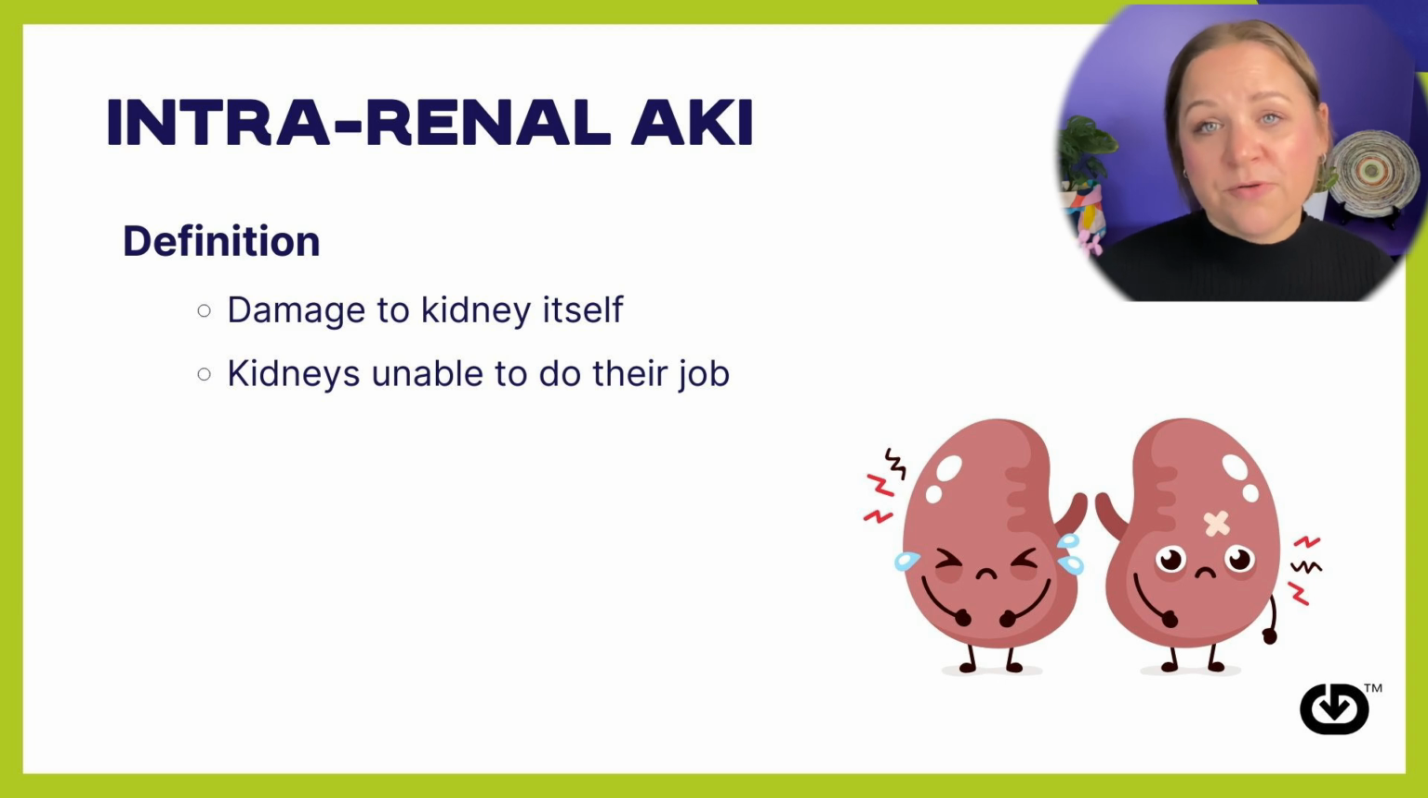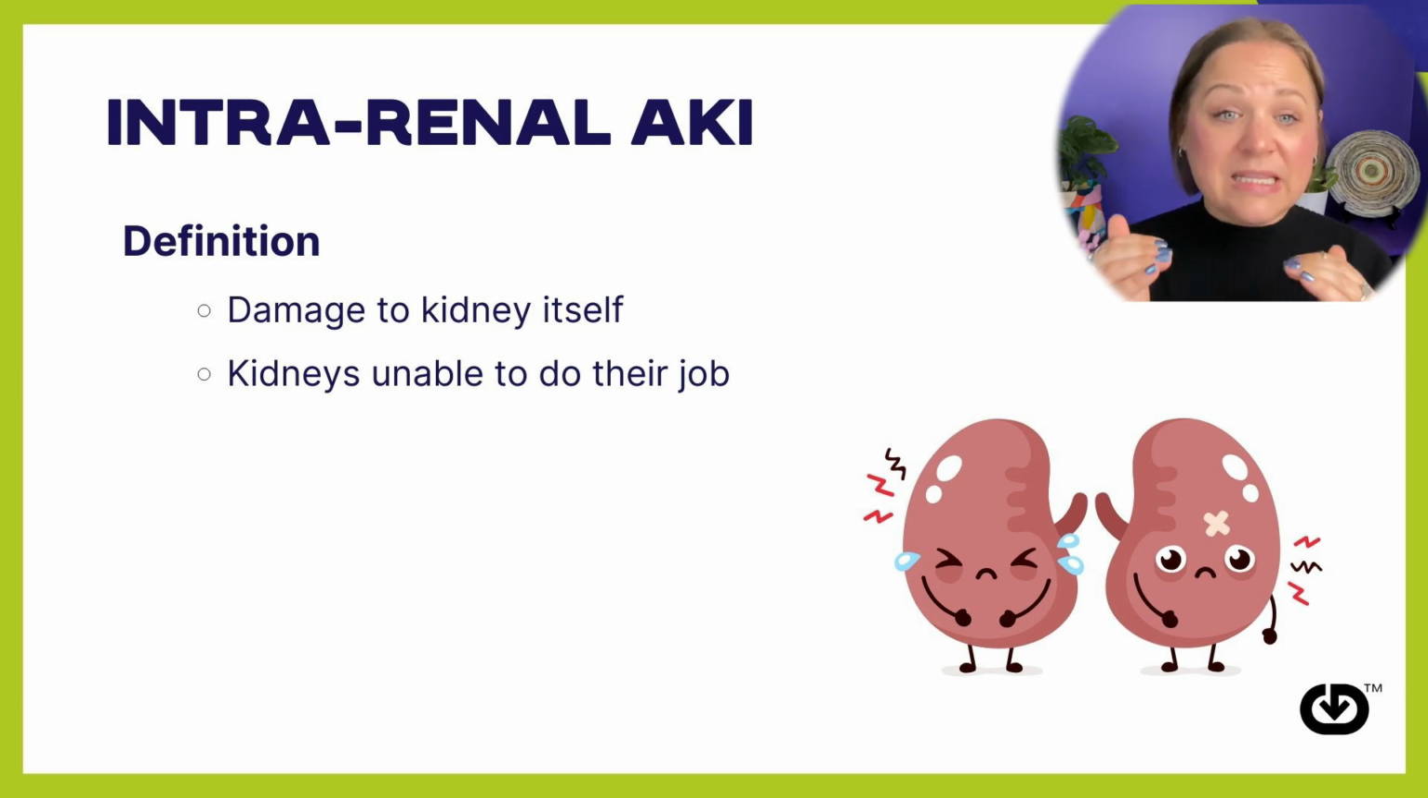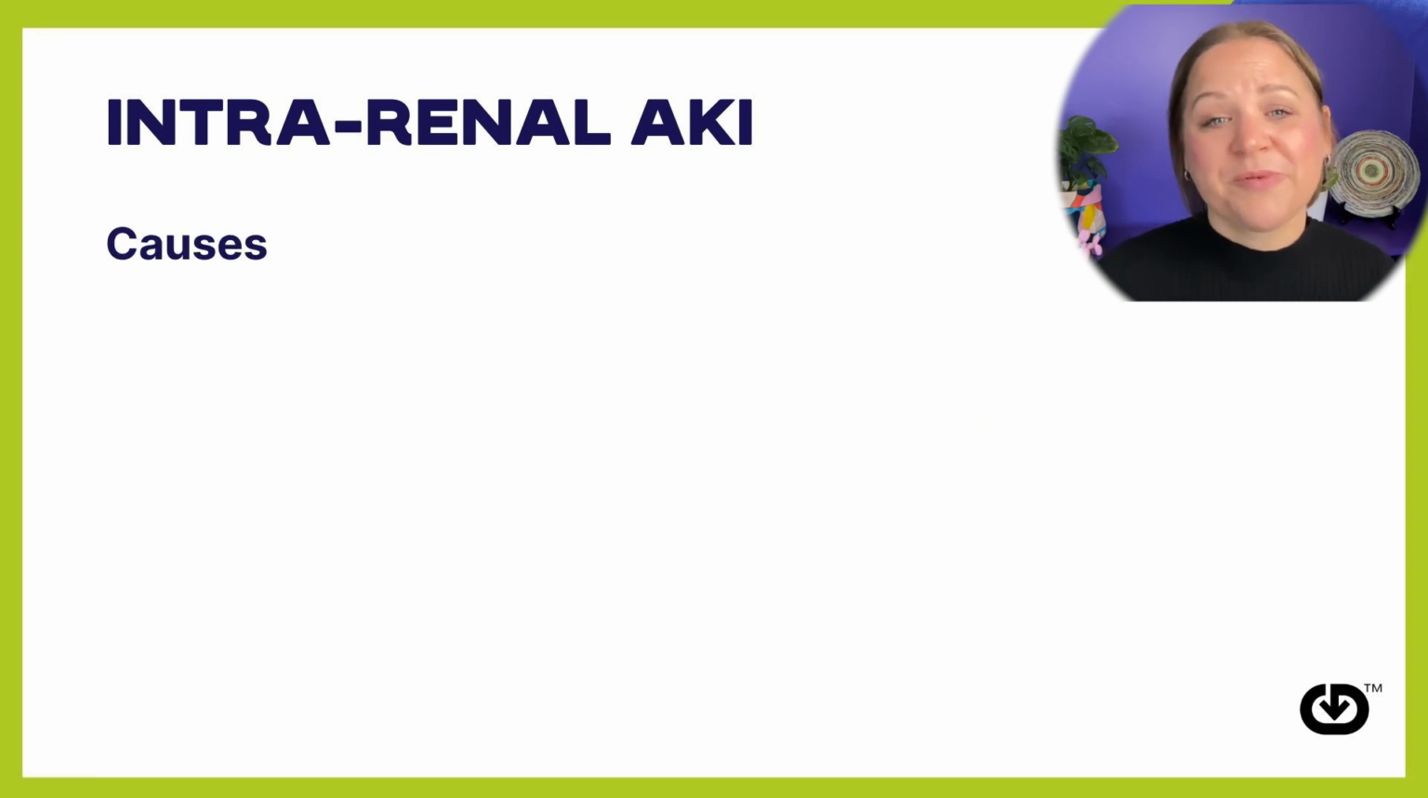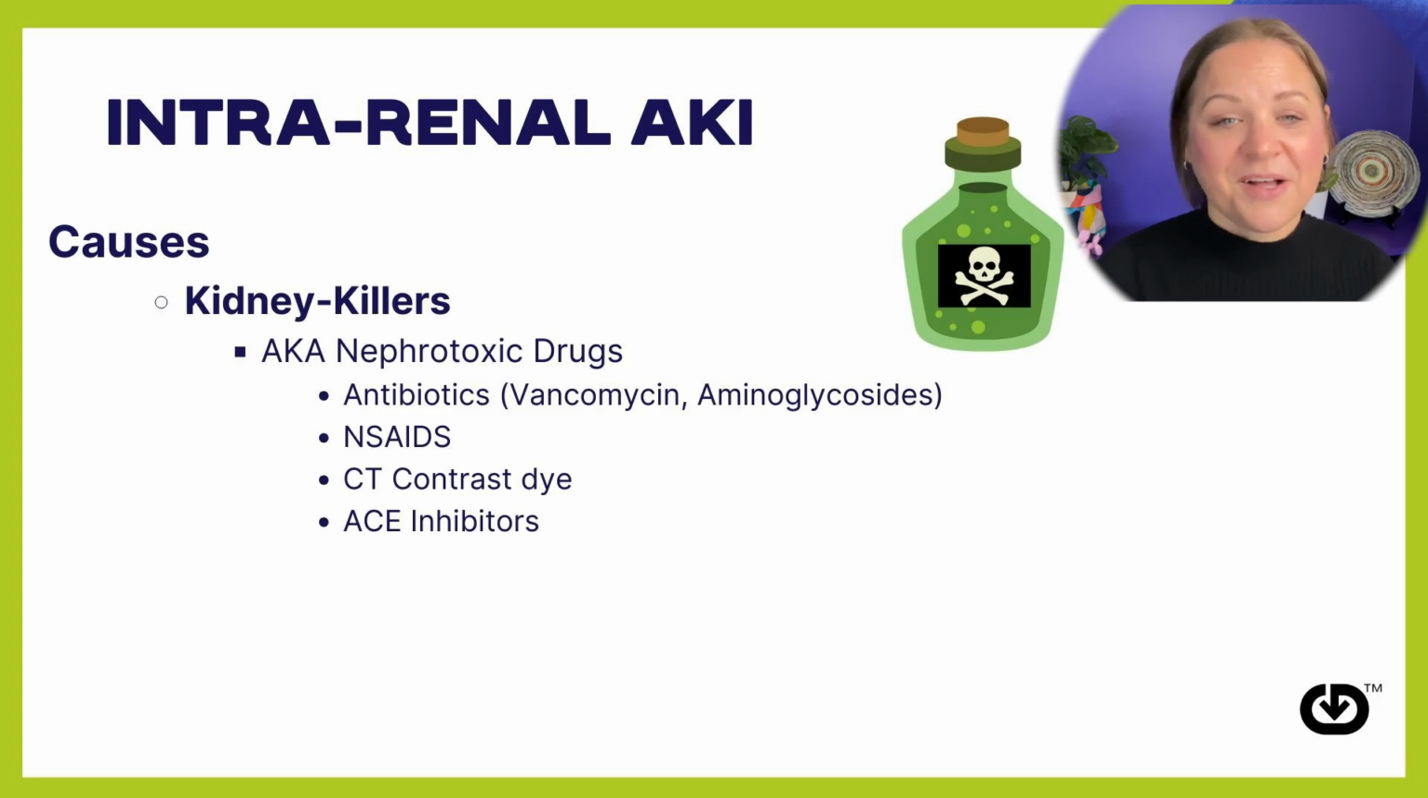Now, intrarenal acute kidney injury is damage to the kidney itself. It has enough blood flow going in and there's nothing wrong after the kidney. The problem is in the kidney. And so because of this, the kidney is unable to do its job. Causes for intrarenal acute kidney injury include three things: kidney killers, also known as nephrotoxic drugs, medications that cause damage to the kidneys. This is things like antibiotics, specifically vancomycin, and a drug class called aminoglycosides, NSAIDs, CT contrast dye, and ACE inhibitors, which are used for blood pressure.